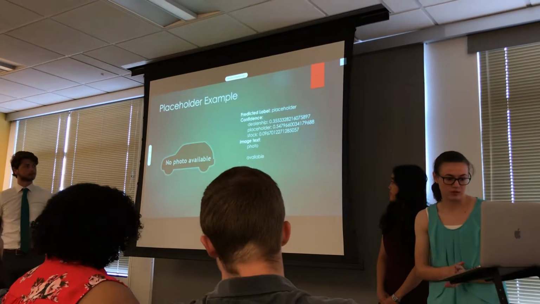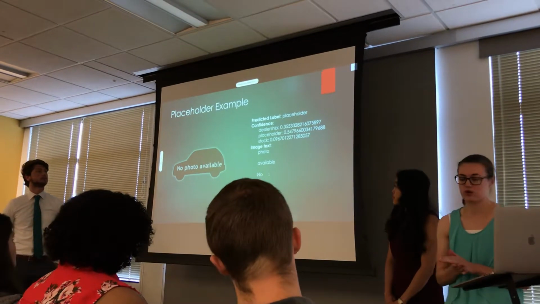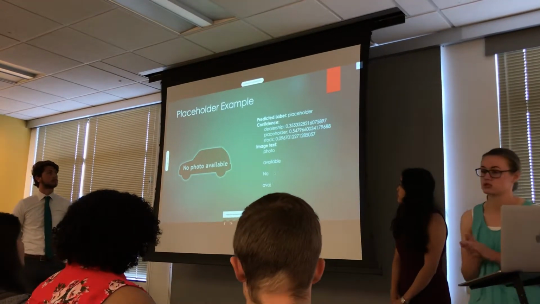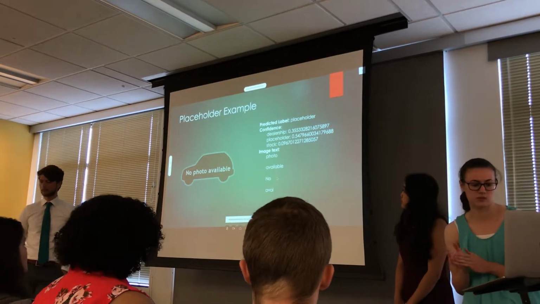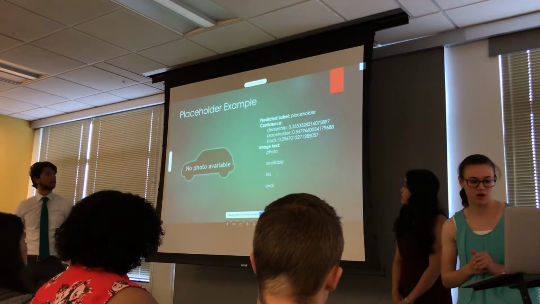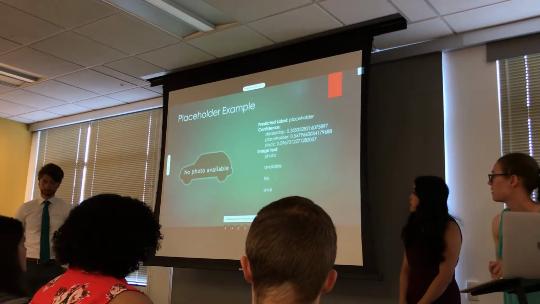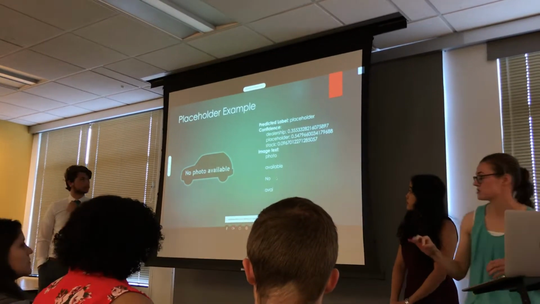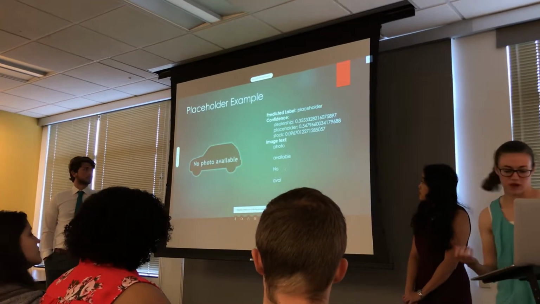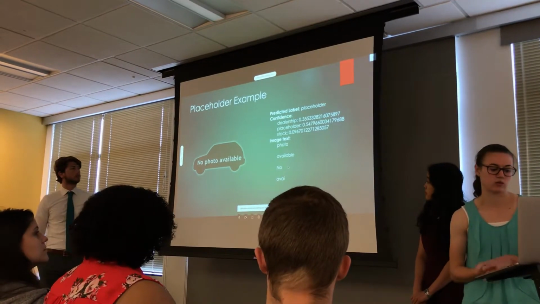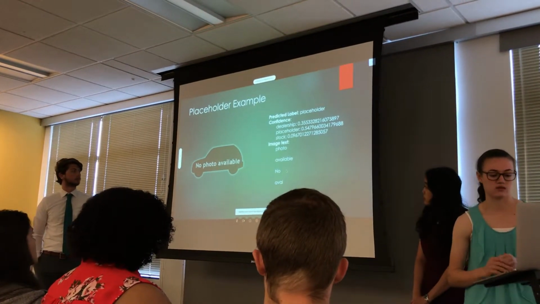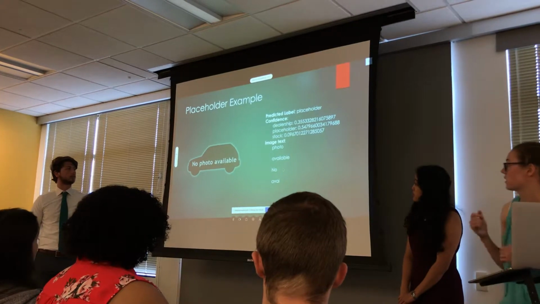This is a really good example of an image that would have originally been classified as a dealership image, specifically because, as you can see, the confidences are not very high. None of them are above 85%. So it would have by default classified it as dealership, but it found the words photo, available, and no, and because of that, it was able to detect it as a placeholder.